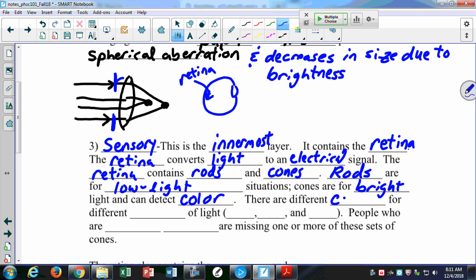All right, anyway, there are different cones for different wavelengths of light. I can tell with my son just recently, he's been really interested in the TV. It's almost like he can see the distance. So they have different cones: red, green, and blue, RGB.